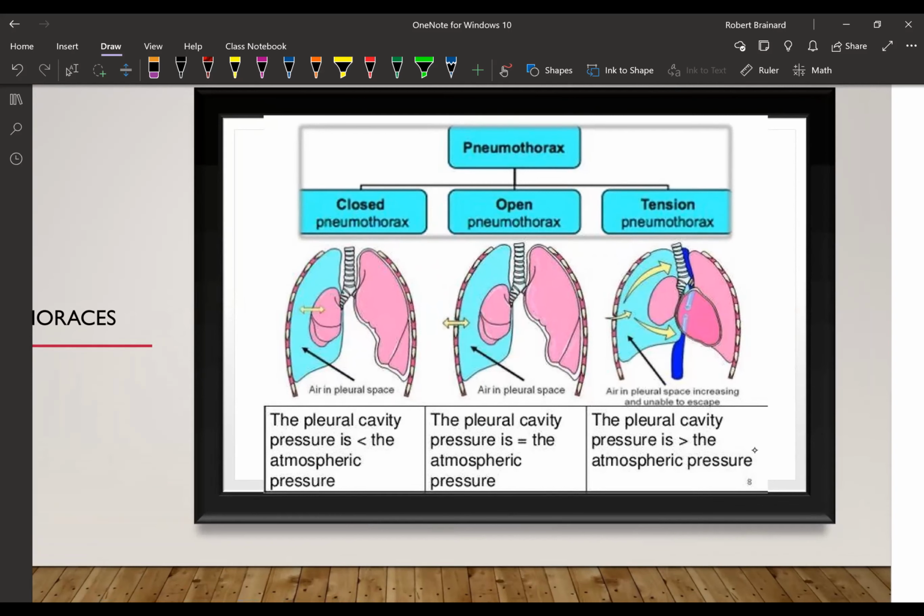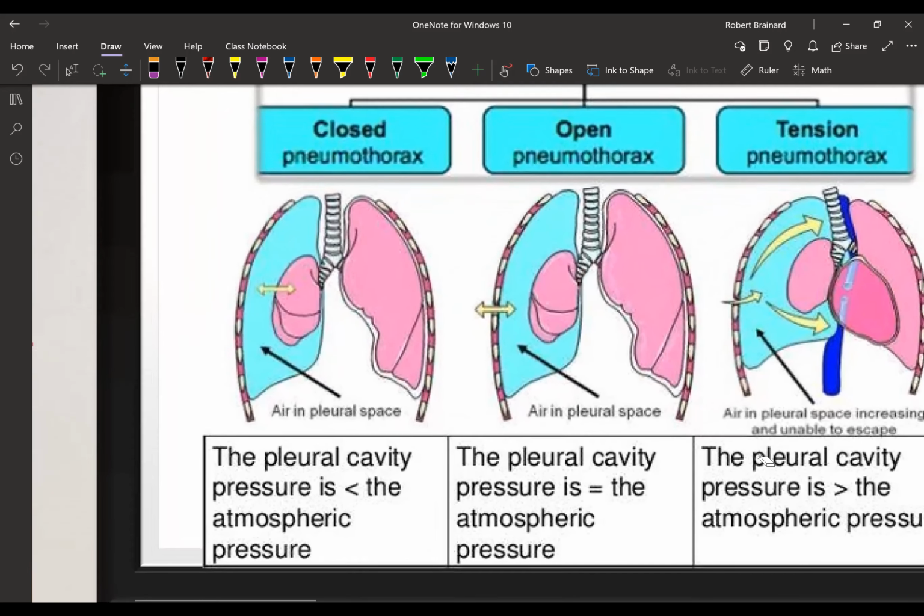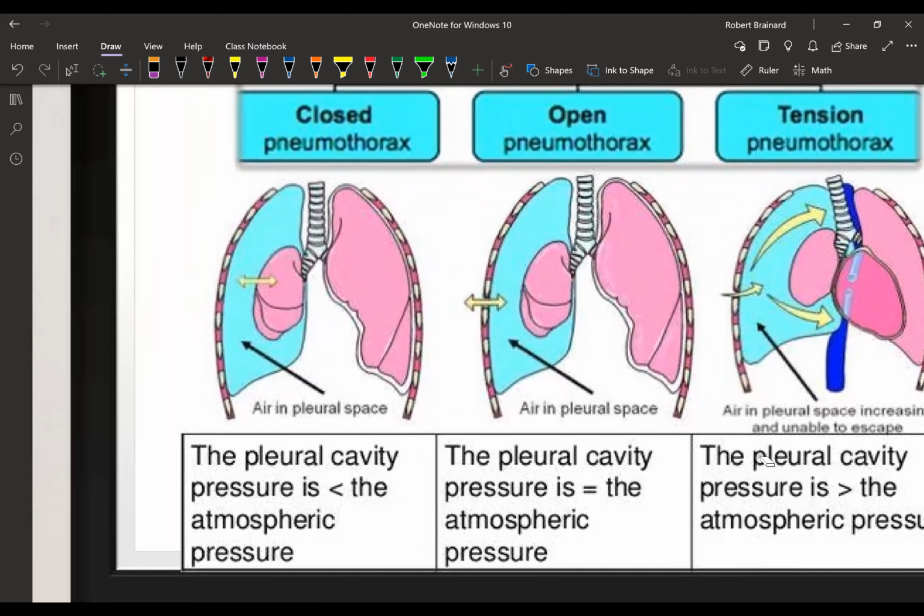Atmospheric equal to intrapleural. Yes. Atmospheric and intrapleural equaled, right? And so what's happening with this type of pneumothorax, I'm going to zoom in and hopefully it doesn't throw me back a couple of slides.